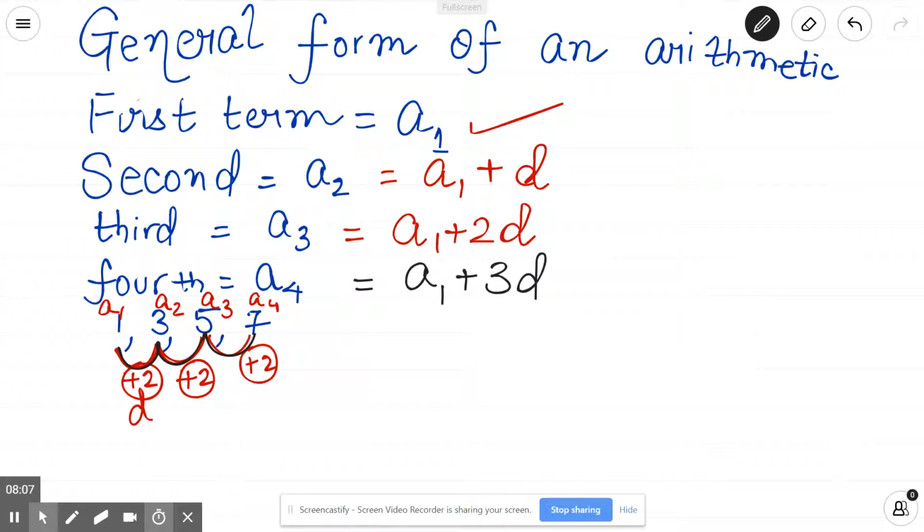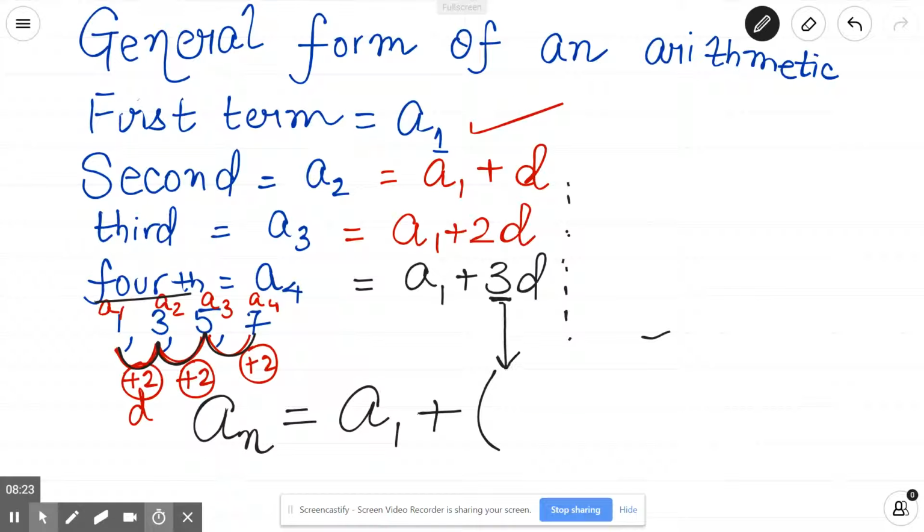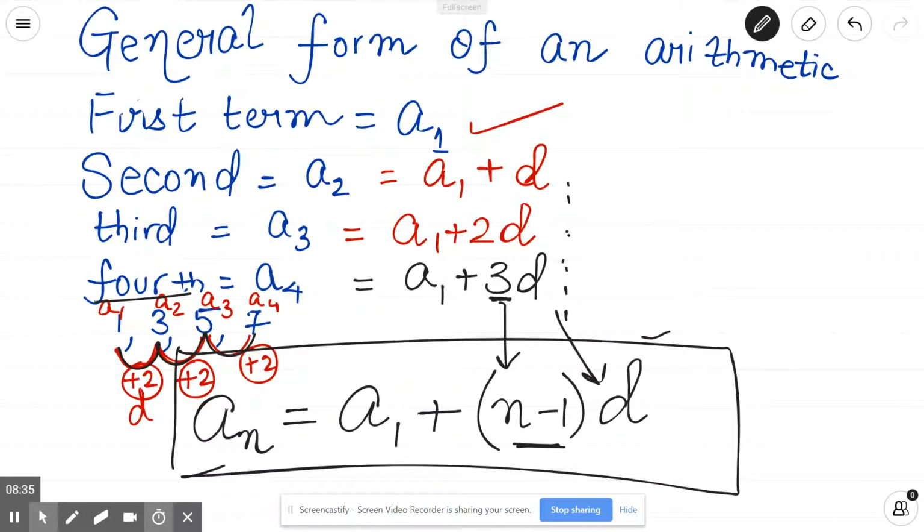So when the mathematicians kept on seeing that this pattern continues, that every time the number of the term and the number here is 1 less, they figured that in order to calculate the nth term of a sequence, we can always depend on this formula, where this number will always be 1 less than that number. So it will be n minus 1 times d. Everything is the same, but that number is 1 less. So they came up with this formula, and we can always use this formula in order to calculate.